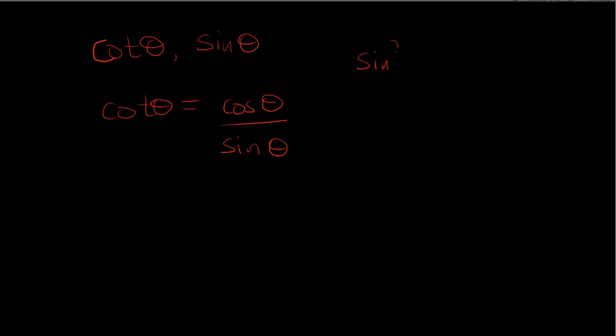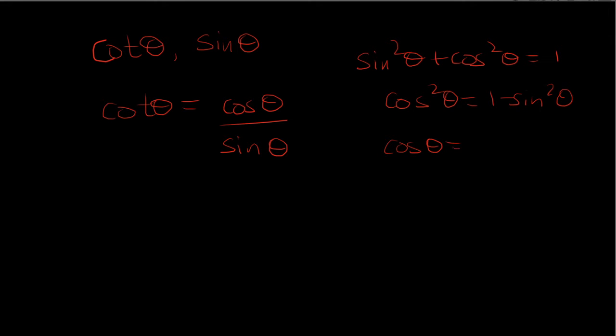And sine squared plus cosine squared is equal to 1, which means cosine squared is 1 minus sine squared. So cosine will just be the square root of 1 minus sine squared.